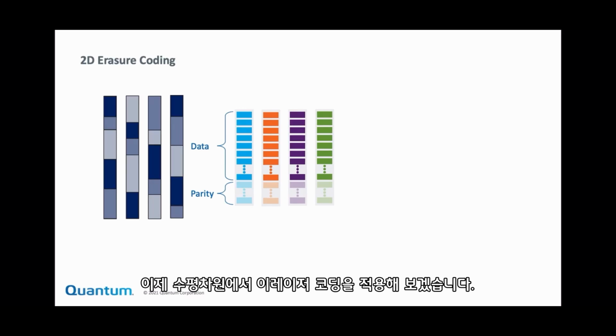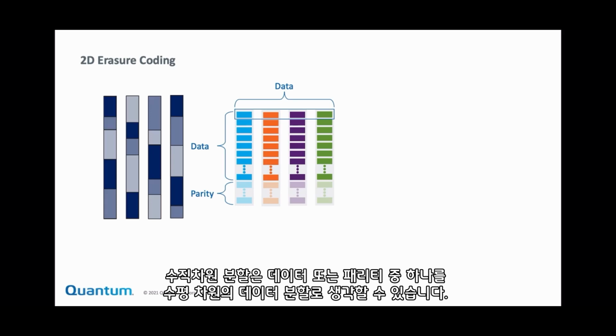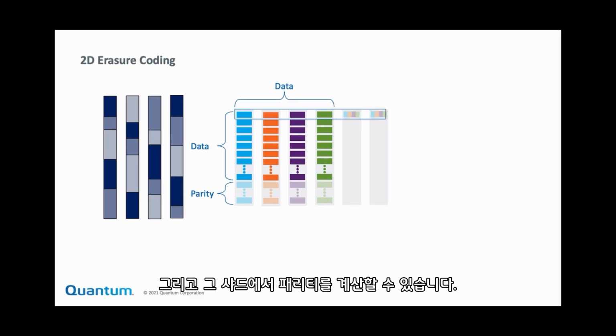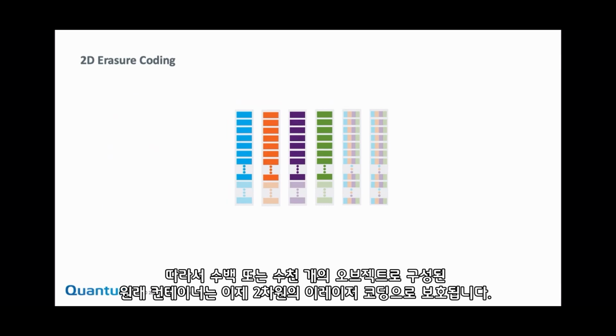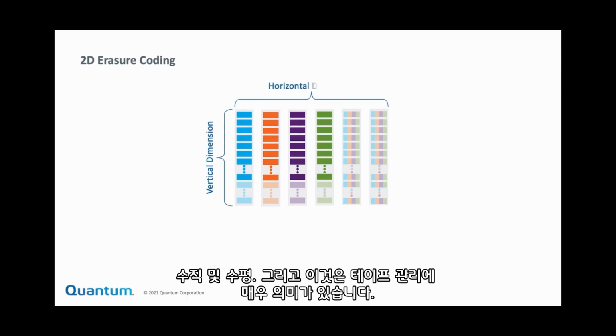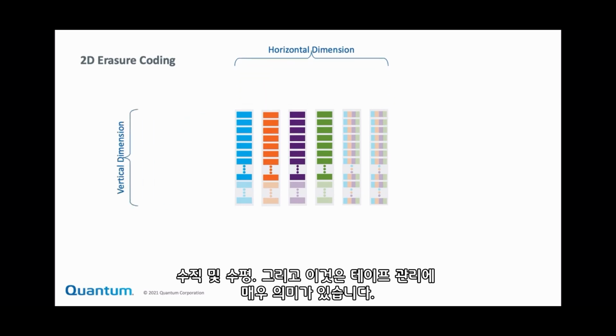Now let's apply erasure coding in the horizontal dimension. You can think of the vertical dimension shards, either data or parity, as the data shards for the horizontal dimension. And from those shards, we can calculate parity. So that original container, consisting of hundreds or thousands of objects, is now protected with erasure coding in 2 dimensions, the vertical and the horizontal. And this makes so much sense for tape.